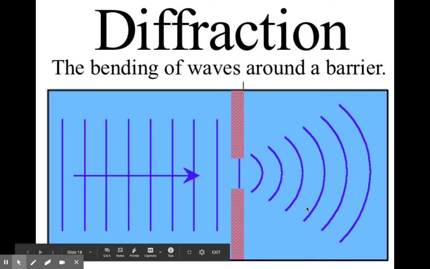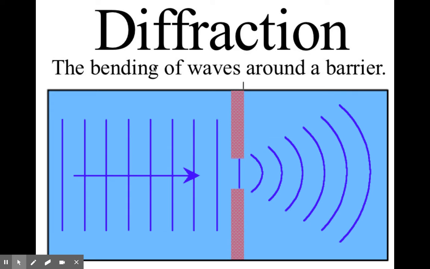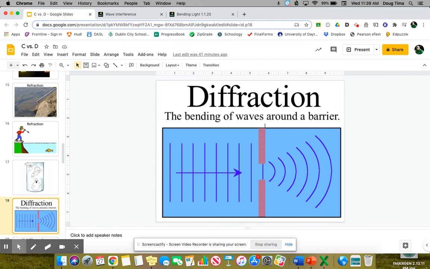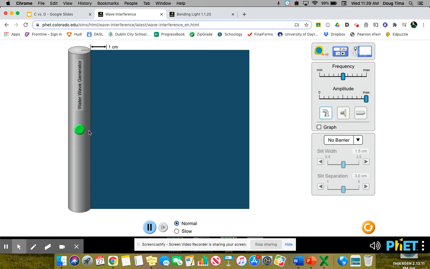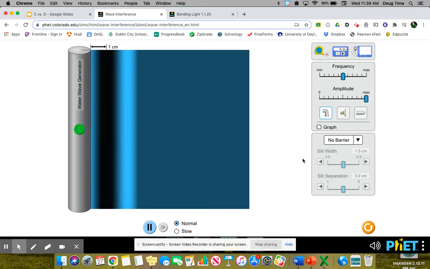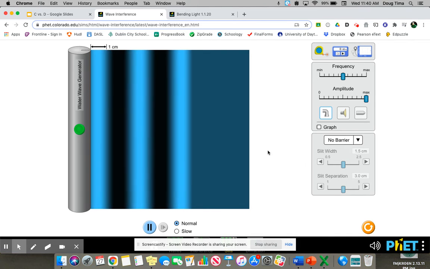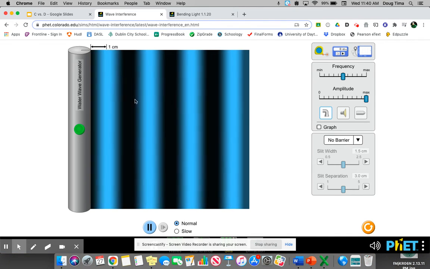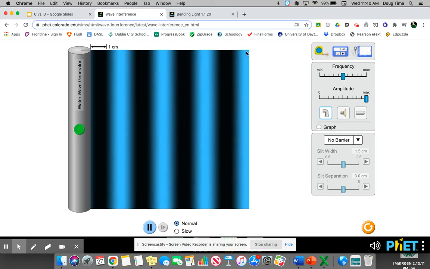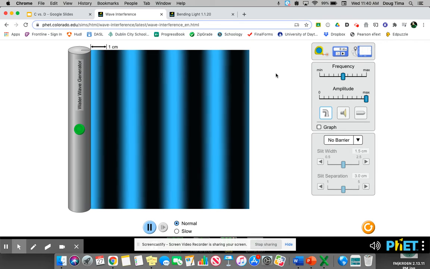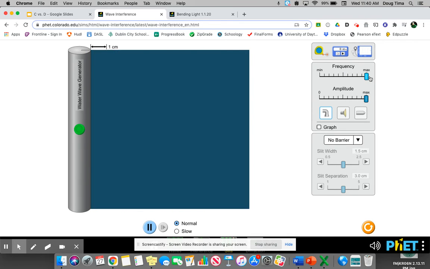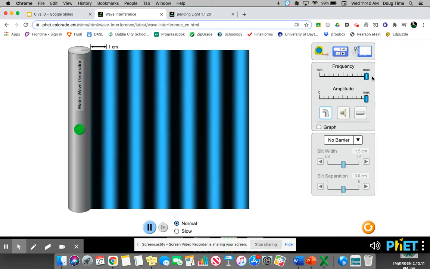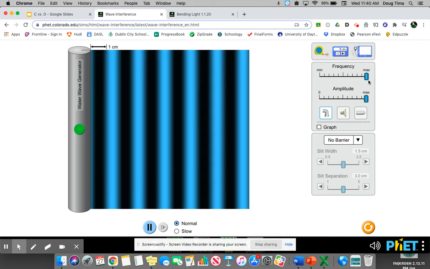All right, diffraction. Diffraction is the bending of waves around a barrier. For example, if we look here, this would just be a regular old wave with no barrier. Pretend this is the shoreline and this is the ocean. We don't really think that it ever ends. It looks infinite. We can speed up the frequency and have more waves crashing, but nothing changes. This is actual water waves.